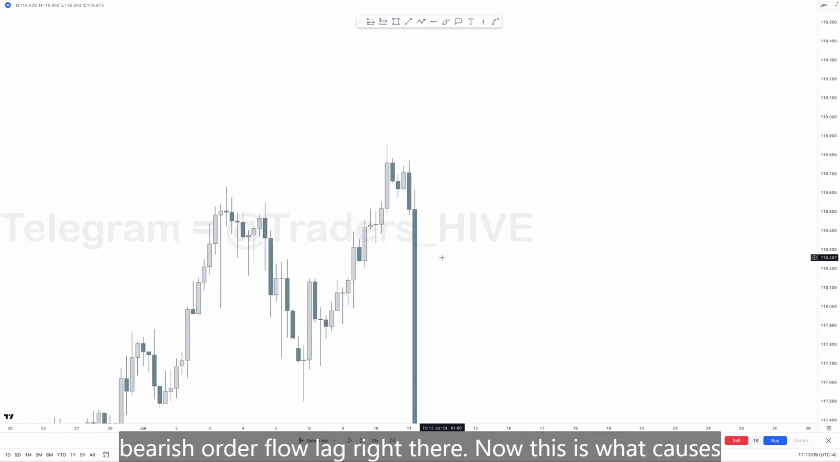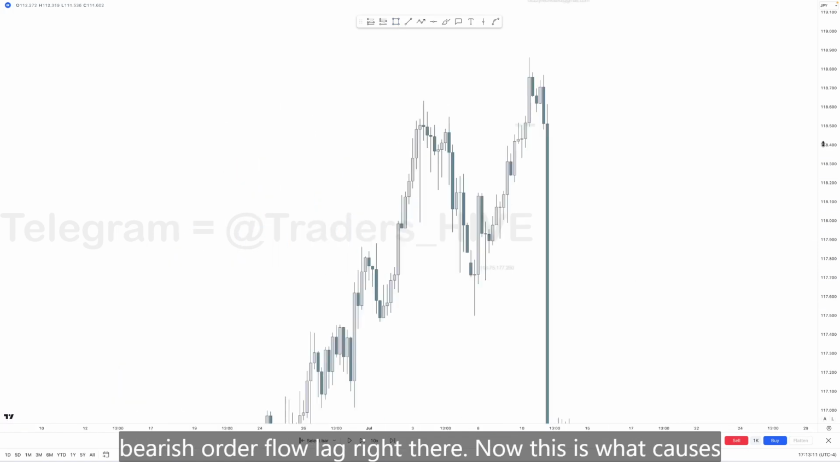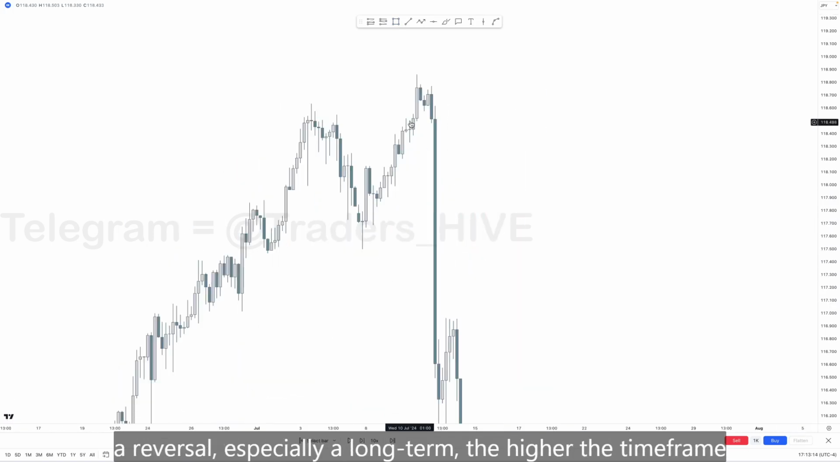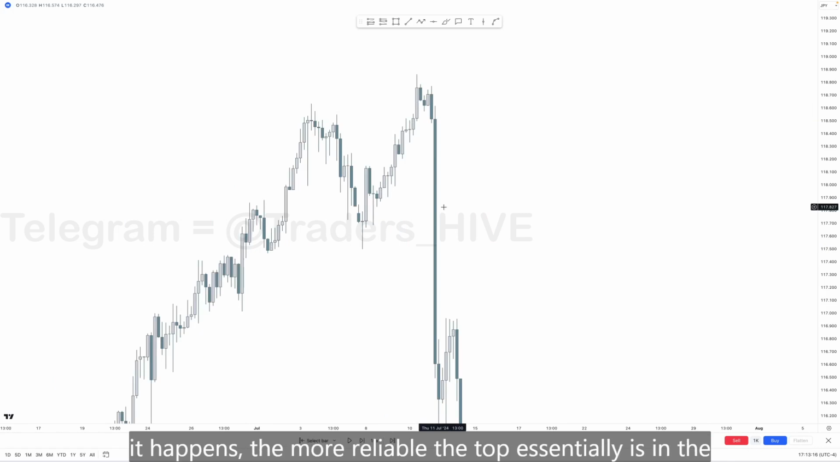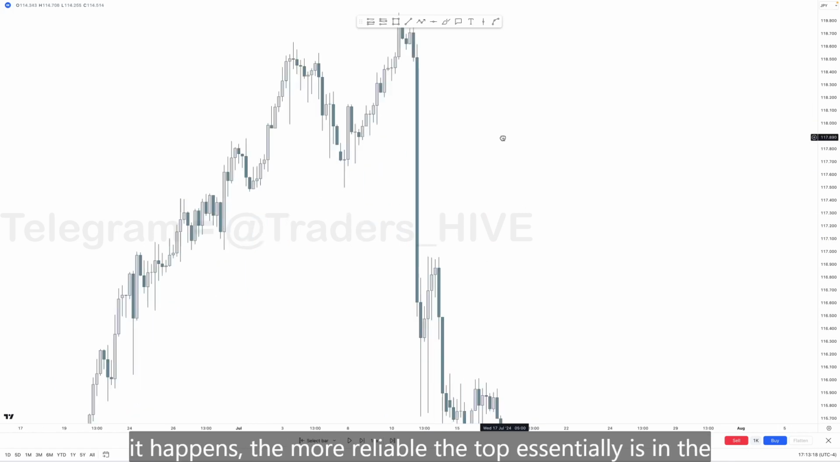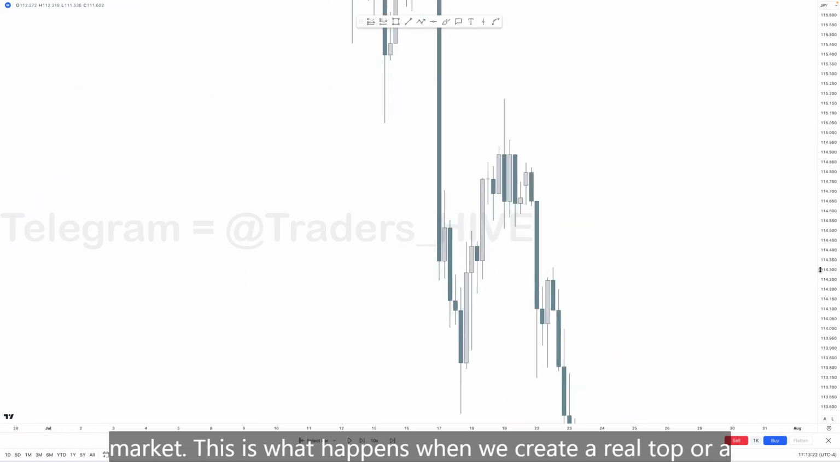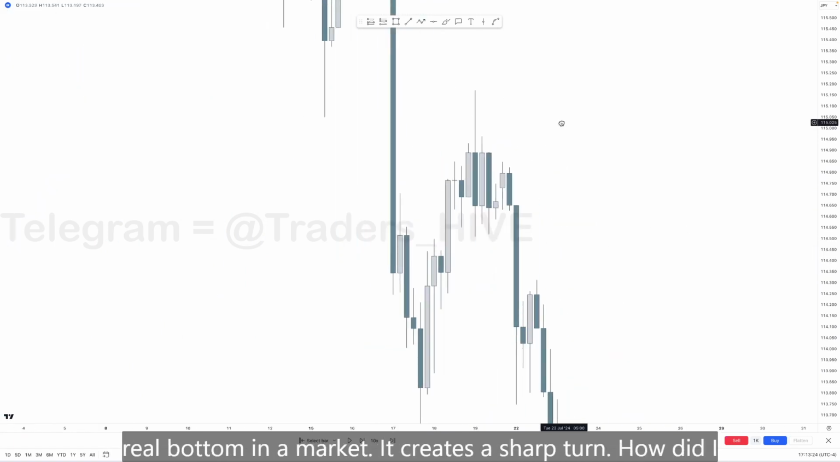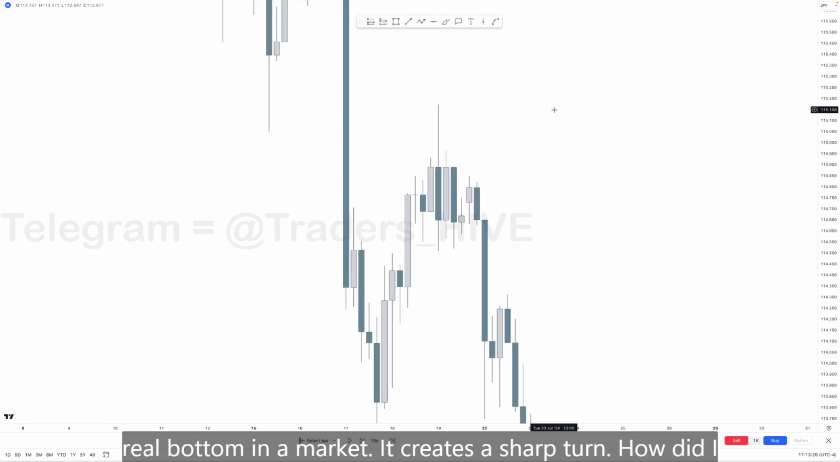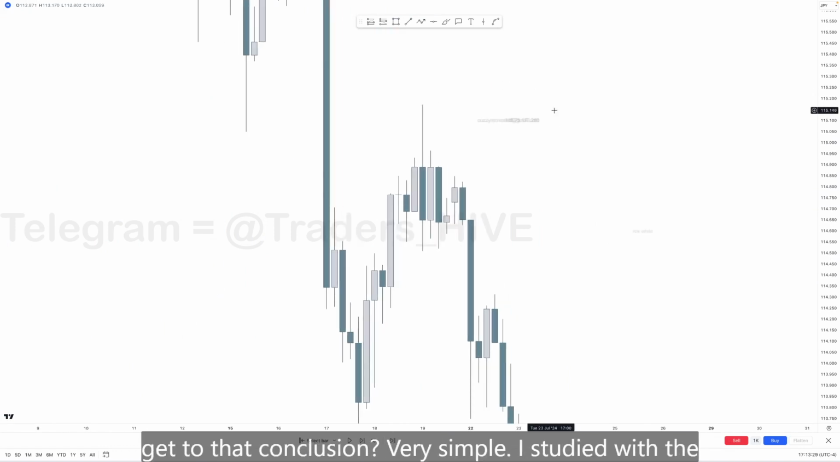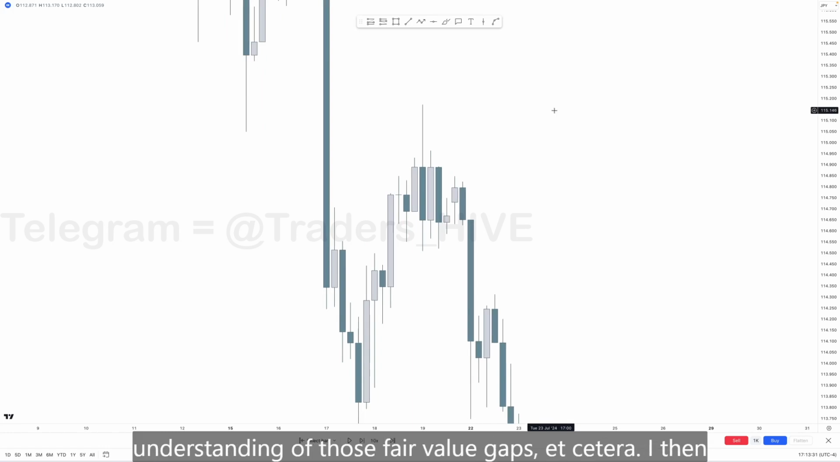Now, this is what causes a reversal, especially a long term. The higher the time frame it happens, the more reliable the top essentially is in the market. This is what happens when we create a real top or a real bottom in the market. It creates a sharp turn. How did I get to that conclusion? Very simple. I studied with the understanding of those fair value gaps, etc. I then studied, well, what are real tops and real bottoms in the market?